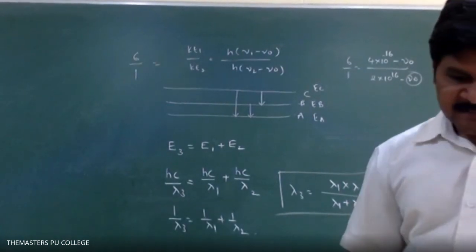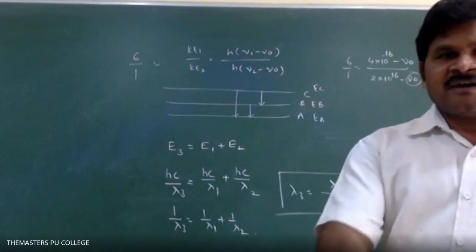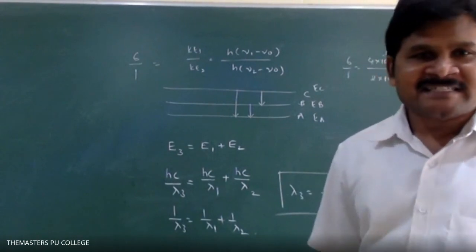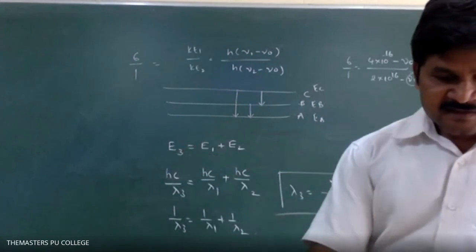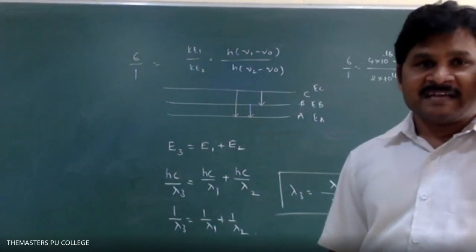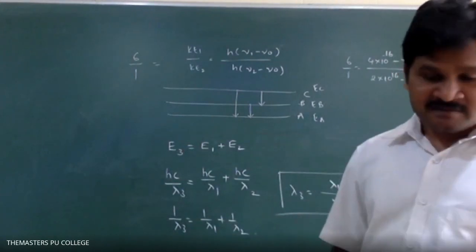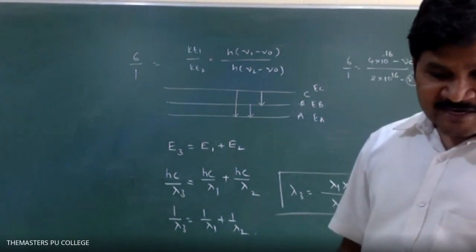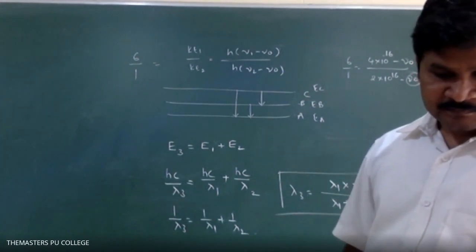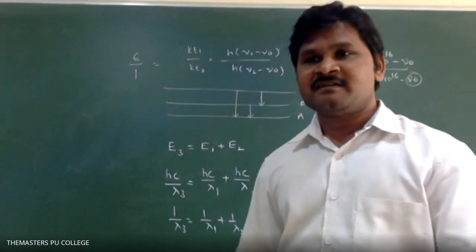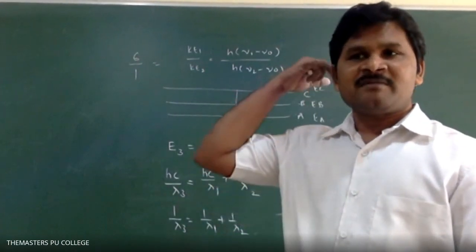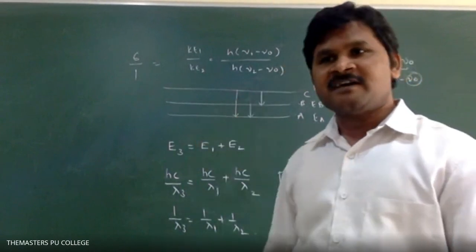Next, question number 26. Formula E is equal to nhc by lambda. Already I wrote this formula. Small n means number. Separate n from it: E is equal to nhc by lambda, so n is equal to E lambda by hc.